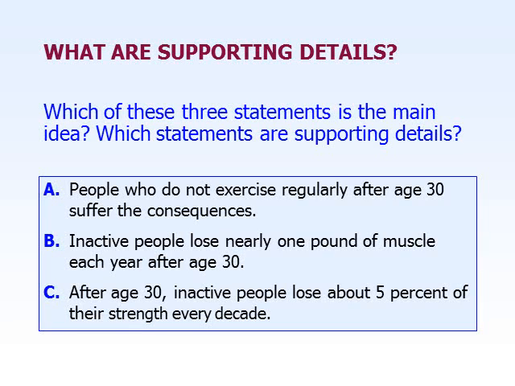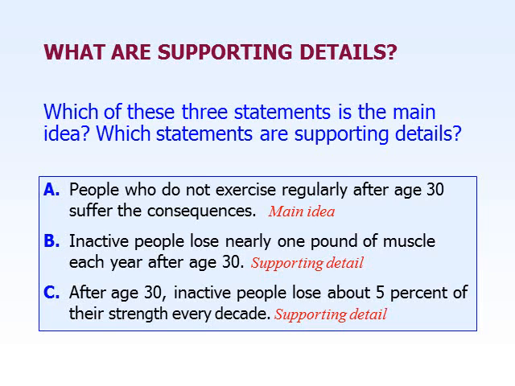First, we'll find the main idea, which is going to be the most general, and then everything else that's a sentence is going to be the supporting details. So we say, people who do not exercise regularly after age 30 suffer the consequences. Inactive people lose nearly 1 pound of muscle each year after age 30. After age 30, inactive people lose about 5% of their strength every decade. So the most general idea here is actually the first idea, right? People who do not exercise regularly after age 30 suffer the consequences, okay? And the other ones are the two supporting details.